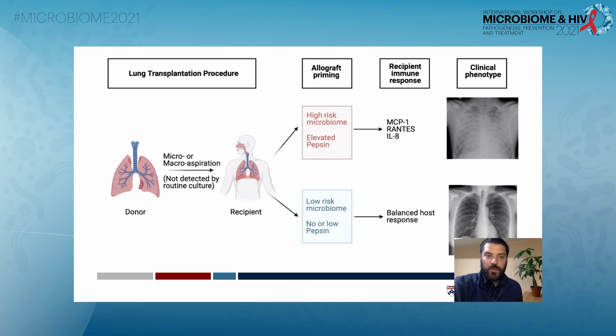So this left us with a working model of during the time of lung transplant, from the donor to the recipient, there may be micro or macro aspiration, which then, depending on the type of microbiome, and if pepsin is present, can prime the allograft and have a robust innate immune response, and then lead to PGD and an X-ray like on the top. And contrary, depending on the microbiome type and the absence of pepsin, there can be a more balanced host response and good clinical outcomes.